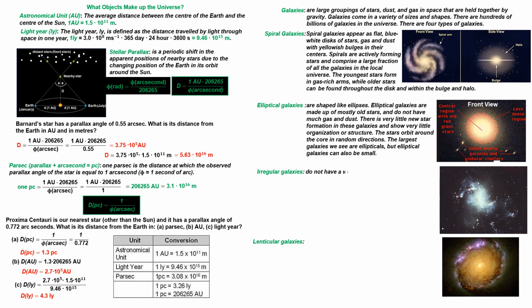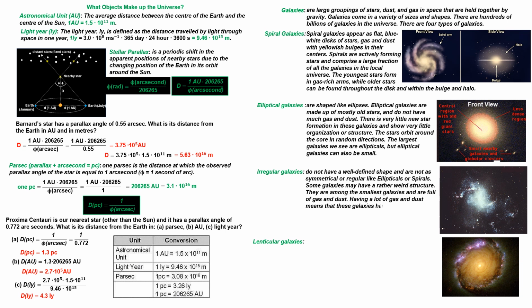Irregular galaxies do not have a well-defined shape and are not as symmetrical or regular like ellipticals or spirals. Some galaxies may have a rather weird structure. They are among the smallest galaxies and are full of gas and dust. Having a lot of gas and dust means that these galaxies have a lot of star formation going on within them. This can make them very bright.